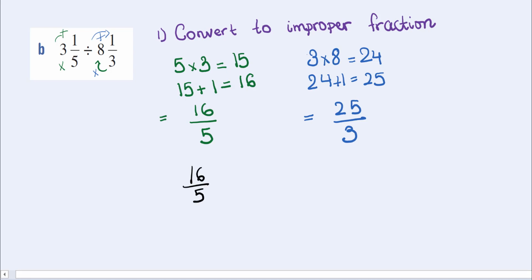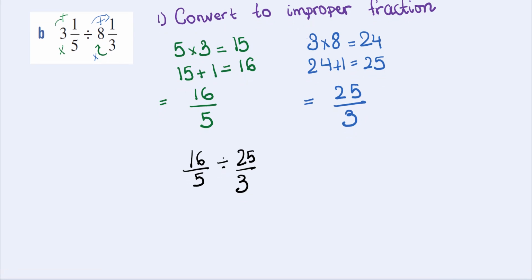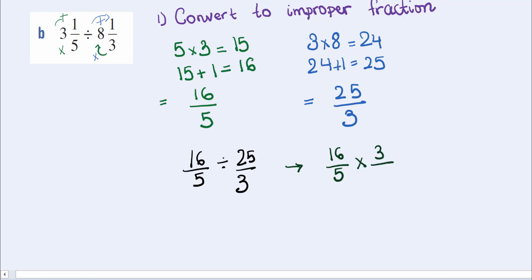Now to put those two fractions together, you've got 16/5 divided by 25/3. To carry out this division, we're going to follow the same steps. You're going to change the division sign into multiplication, and then you're going to invert the second fraction. So you get 16 over 5 times 3 over 25. Once you make sure that it's in a simplified form, you can carry out the multiplication. I don't need to simplify this further. So I'm just going to times 16 by 3, which gives me 48, and 25 by 5 is 125.